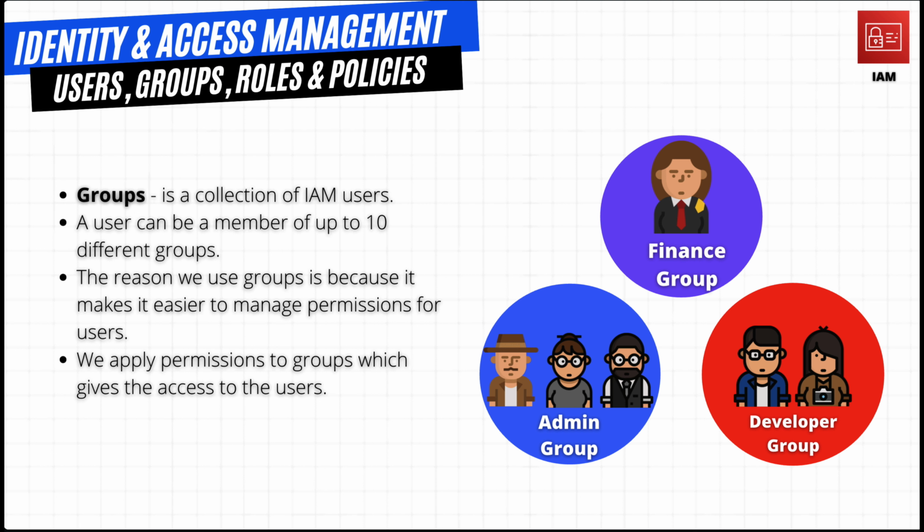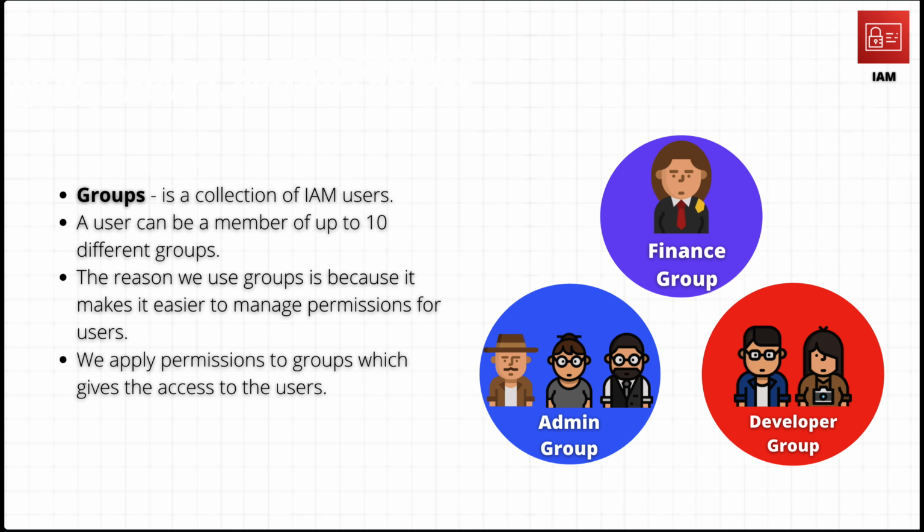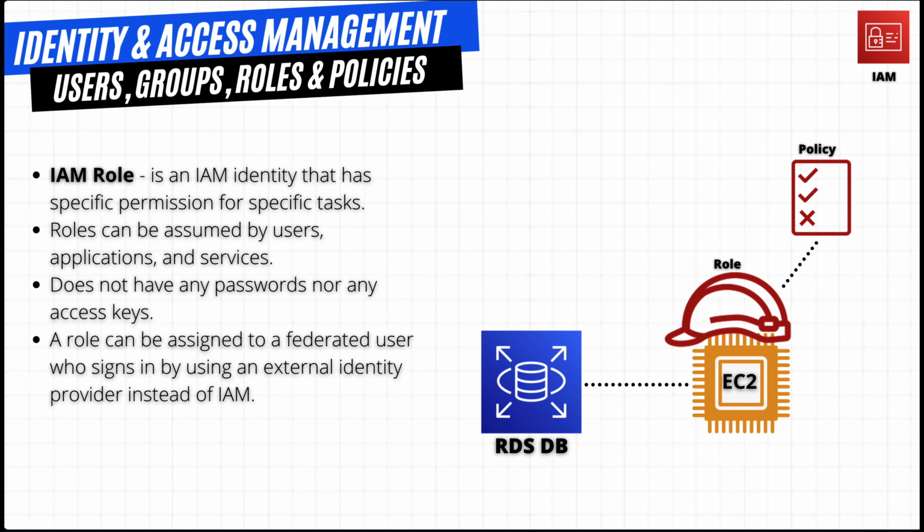The main reason we use groups is because it makes it easier to manage users. If we can allocate a user to a specific group, we can know exactly what permissions they have in our AWS environment. Next, we have IAM user roles. This is similar to an IAM user because it is also an identity with permission policies that determine what it can and cannot do in our AWS account.